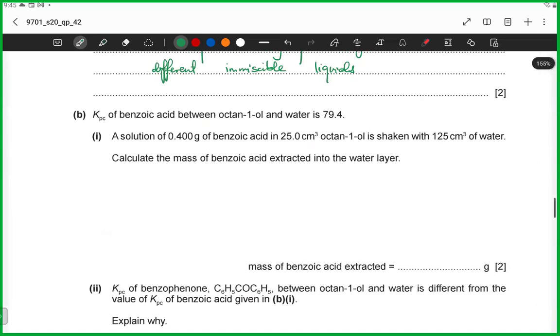So there's KPC. Benzoic acid is the solute, and the two liquids are octan-1-ol and water. So I'm going to draw a diagram. It's going to have octan-1-ol and water. Let's say the top layer is octan-1-ol.